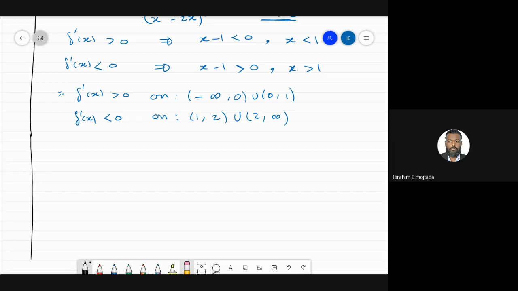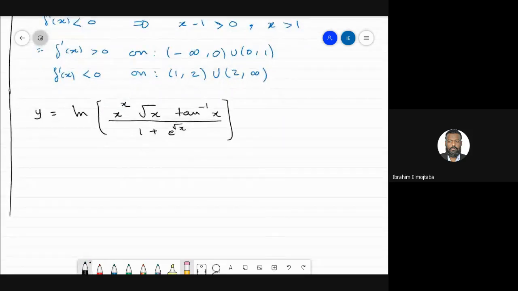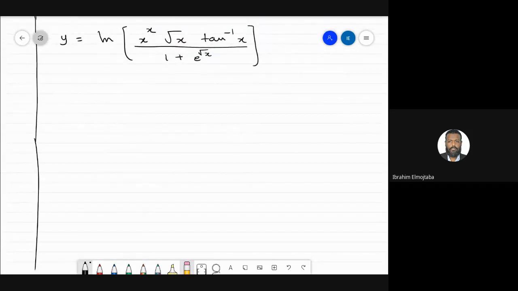أوكي خلاص وجدته. y equal ln x to the power x times square root of x times tan inverse x على 1 plus e to the power square root of x. We want to find the derivative of this function.